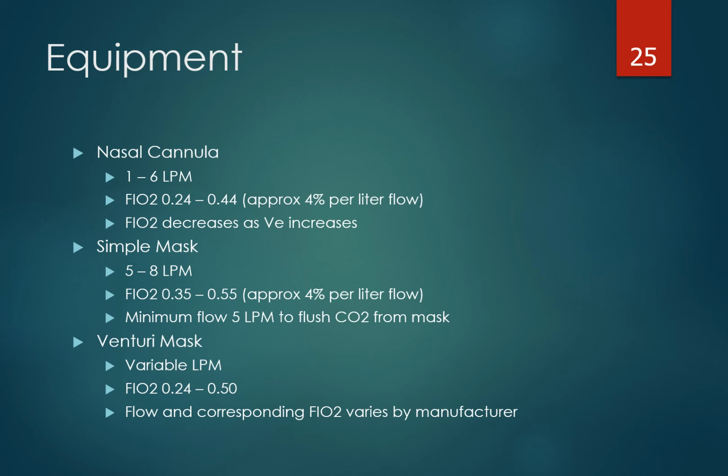A nasal cannula is a simple plastic device that fits on the nose. The delivery of liter flow is anywhere from 1 to 6 liters. Remember, if you have 5 liters or above, you really need to do some kind of humidification. And remember, room air is 21%. So when you deliver 1 liter per minute, you go up to 24%. And every liter after that goes up approximately 4%. So the first one is up by 3%, and then every liter after that is up by 4%.